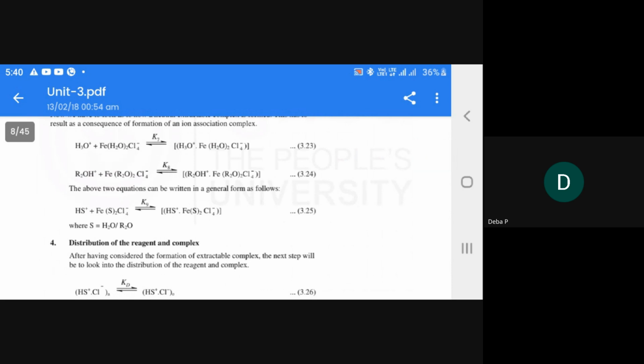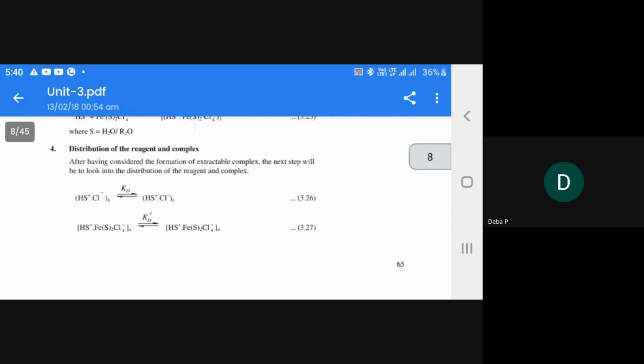Where S may be water or ether. It is the solvent we have taken, organic or aqueous. Then the distribution of the reagent and complex. Next step, after having considered the formation of extractable complex, is to look into the distribution of the reagent and complex. So now we'll go for distribution. The general equation we have given: H plus Cl minus in aqueous will be in equilibrium with that complex in the organic phase.